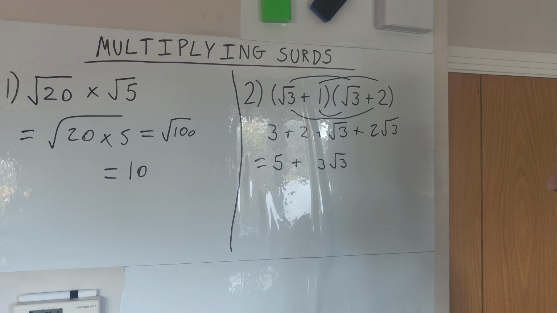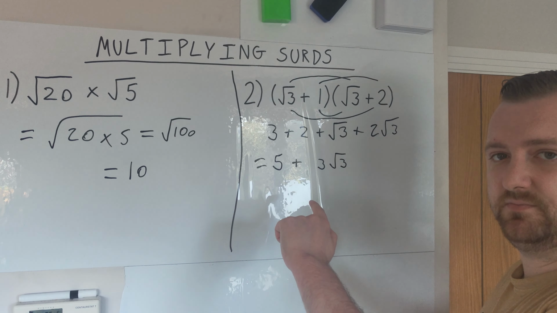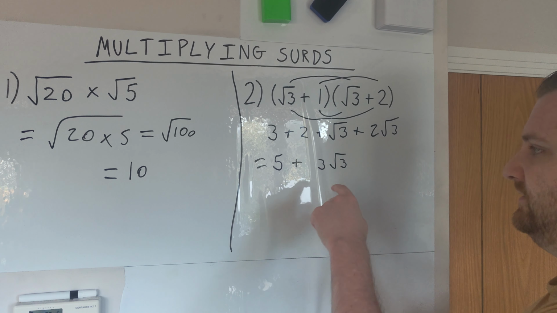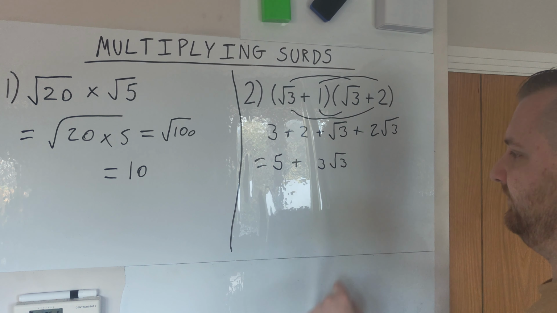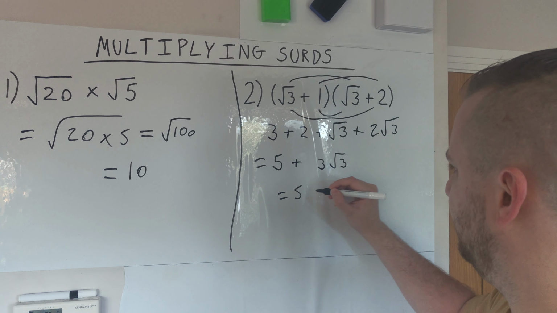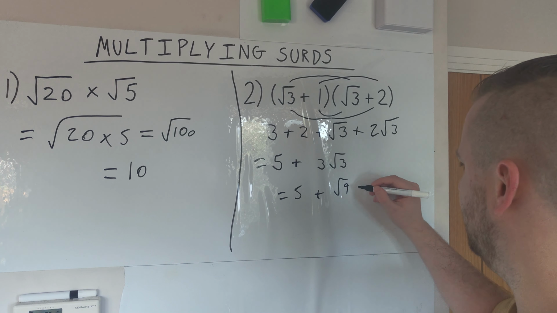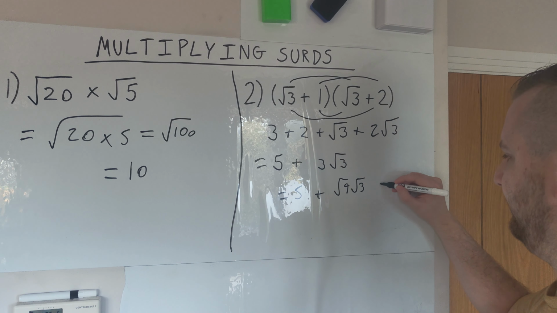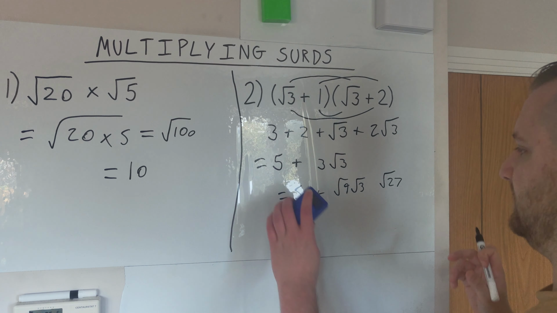And I think that's as far as we can go, because sometimes you can simplify these numbers. You could look at the 3 and think, well, that's the square root of 9. So you could do the square root of 9 times the square root of 3. Actually, would that simplify? No, because that would give us the square root of 27, which I don't think you can square root. So I think that's our final answer.